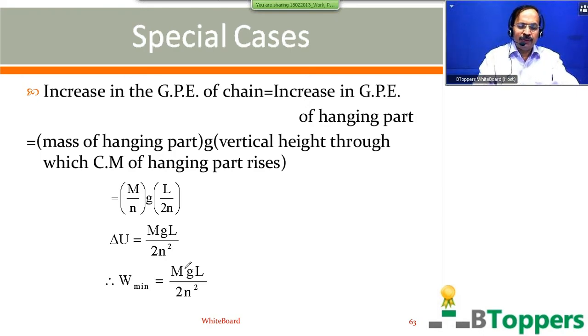So the minimum work required to pull the chain completely back onto the surface of the table is equal to the increase in the gravitational potential energy of the chain. That is equal to mgL by 2n squared. Come on, finish copying this. In case you need more time to copy this, you can pause and take your time.